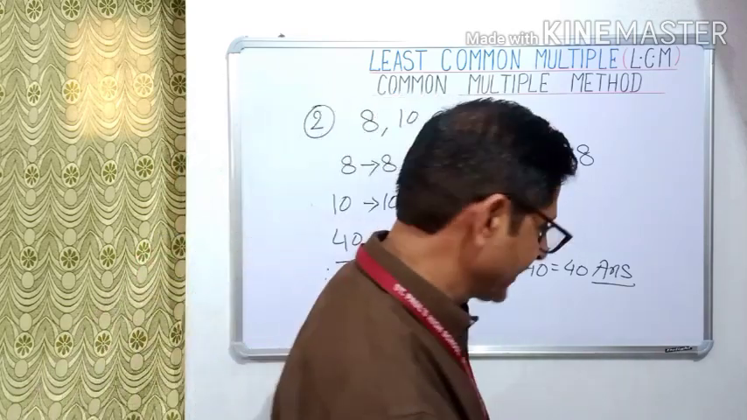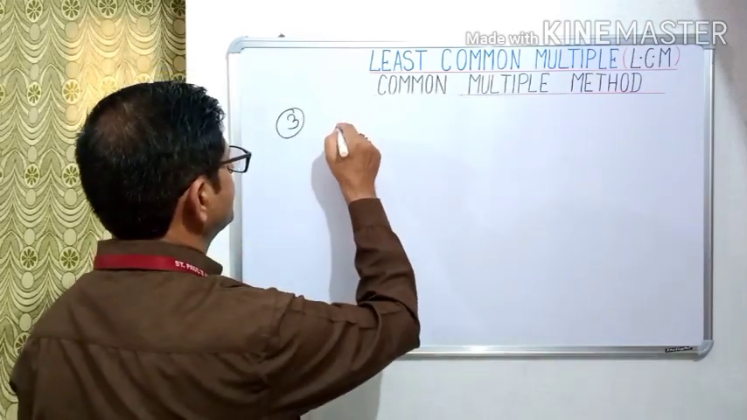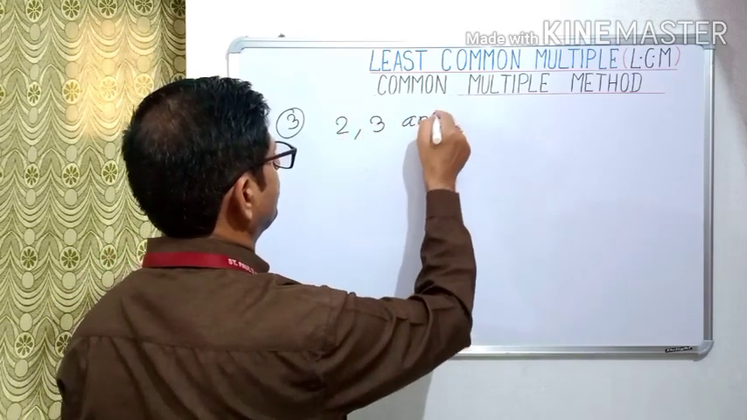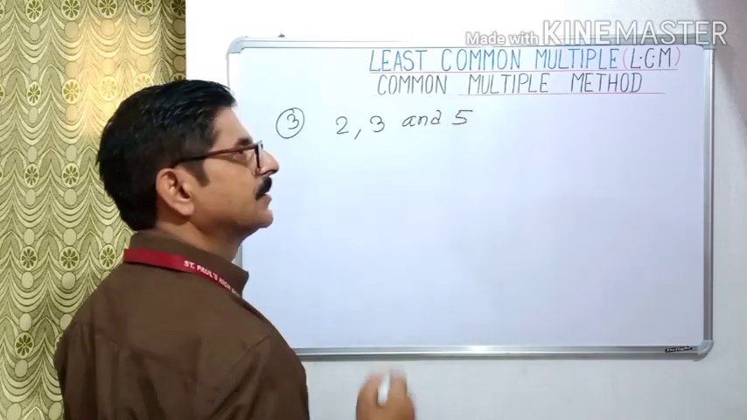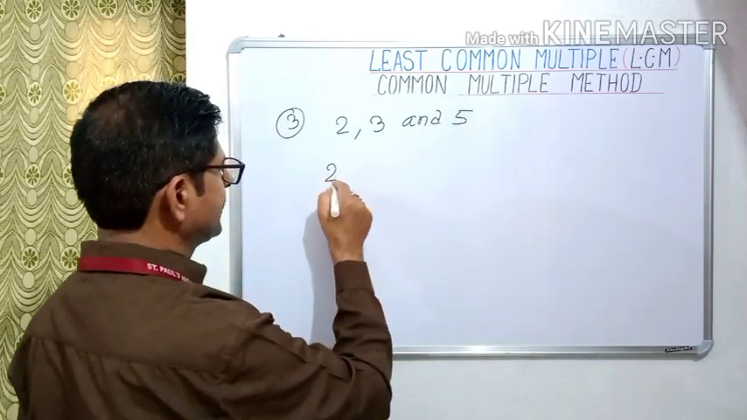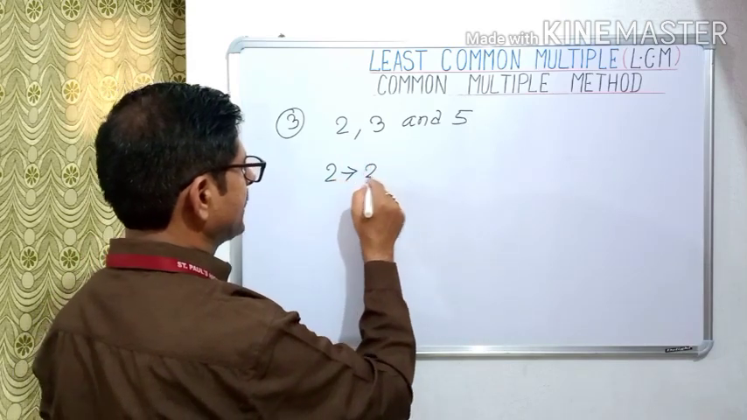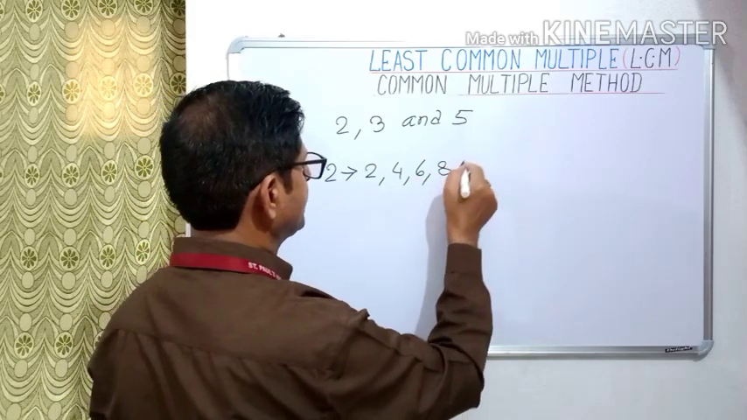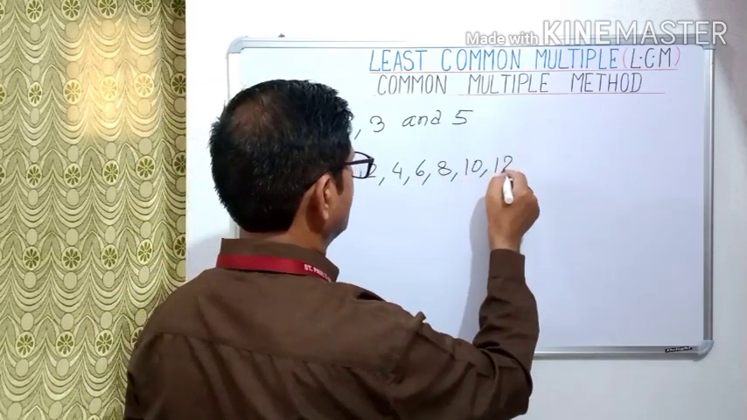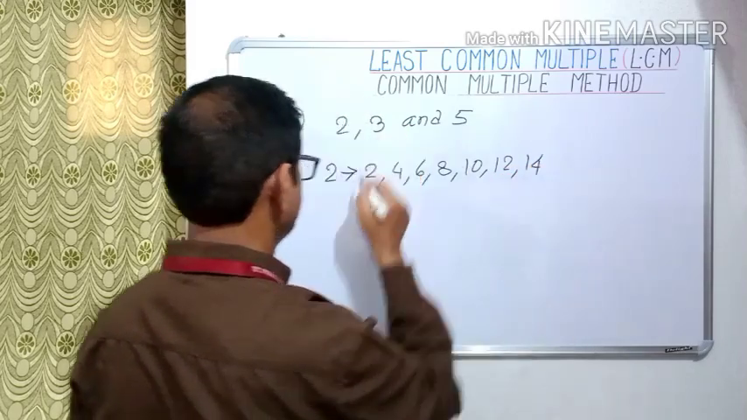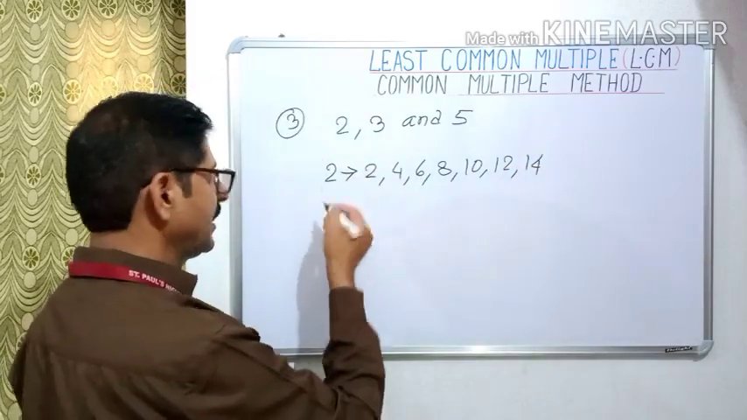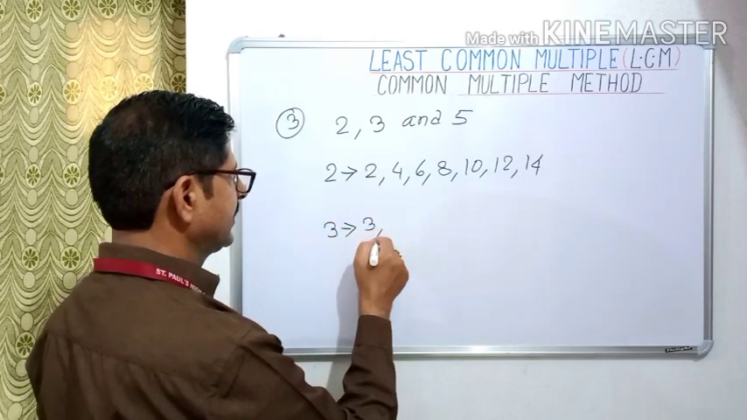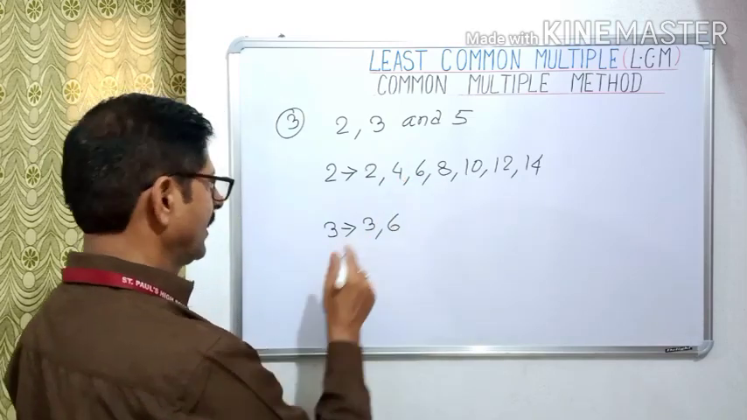Let us take one more example. The numbers are 2, 3 and 5. Okay, write the multiples of the given numbers. 2 1s are 2, 2 2s are 4, 2 3s are 6, 2 4s are 8, 2 5s are 10, 2 6s are 12, 2 7s are 14. Now write the multiples of these three and see if we get a common multiple of the numbers or not. 3 1s are 3, 3 2s are 6. Yes, we have. Now 5.